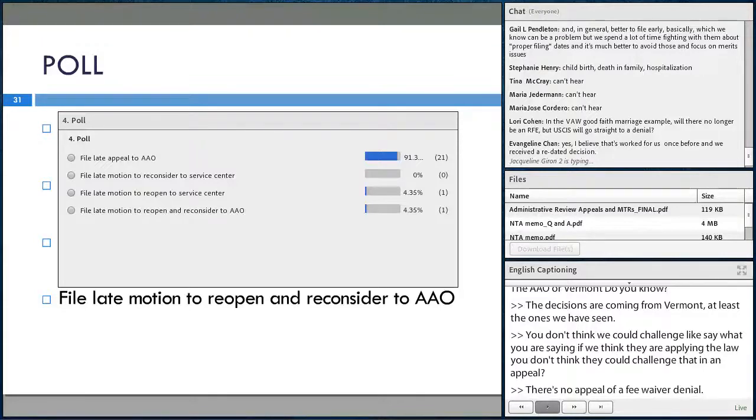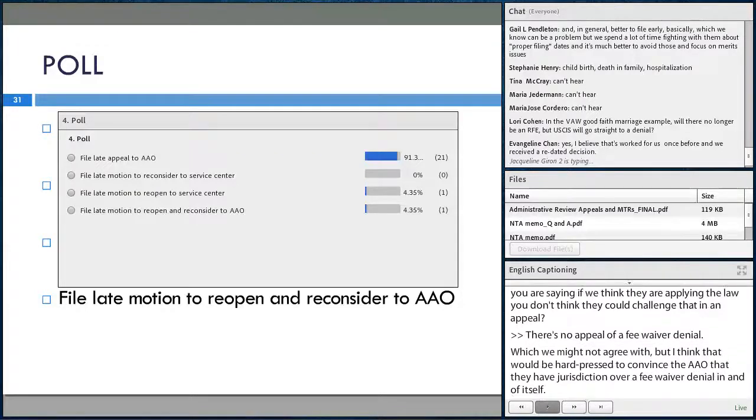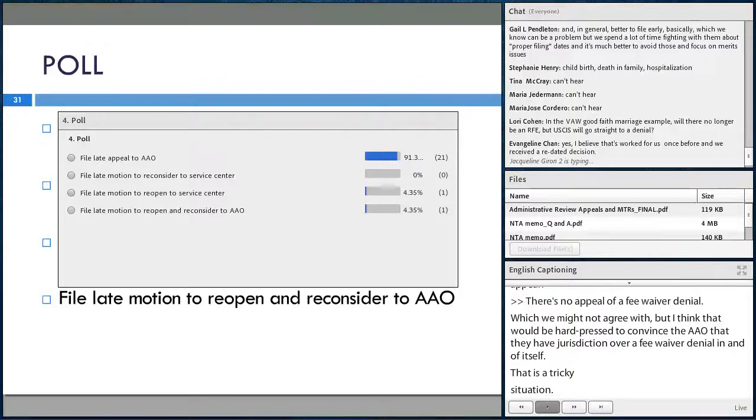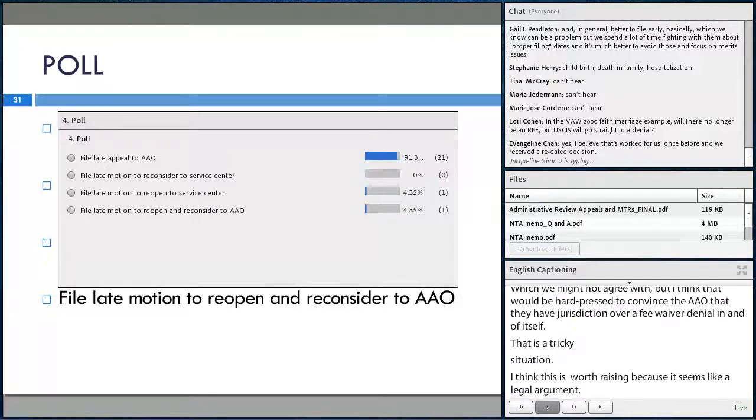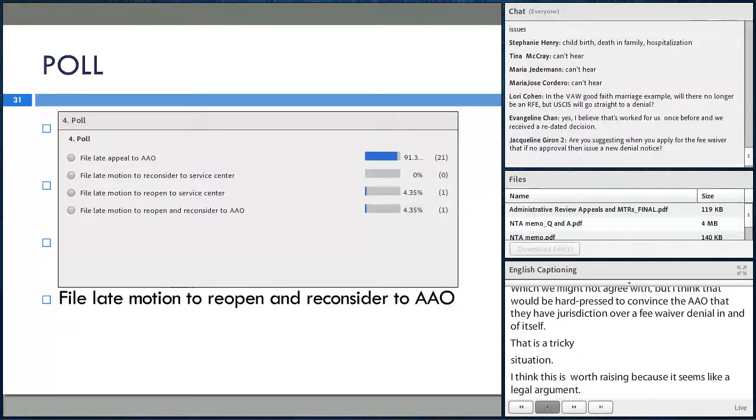Right. So Evangeline is saying, sorry, Gail, go ahead. I think this is an emerging issue we're doing a lot of work on. I do think it's worth us somehow raising this to the AAO because this does seem like a legal argument, right? I think there's a regulatory prohibition against review at the AAO of fee waiver denials, and we could argue that can only mean the discretion part of it, because we have to have review of an inaccurate application of the standard.